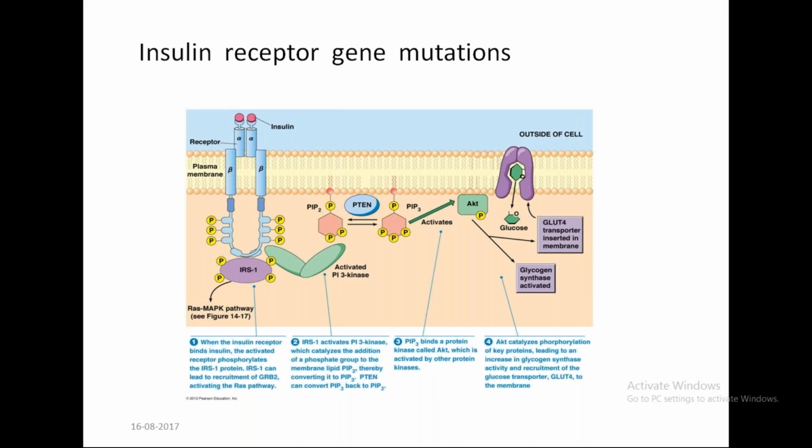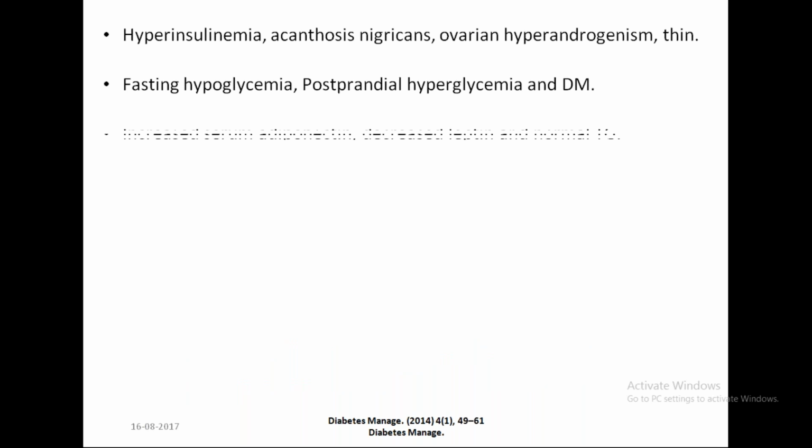Here is the insulin receptor and the mutations. Wherever the mutations can be in the signaling pathways, it's given in this picture. Not very much required.